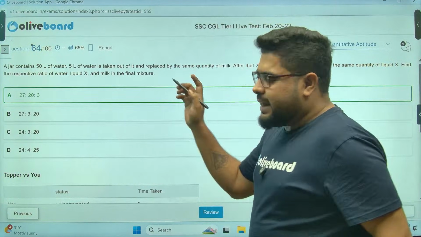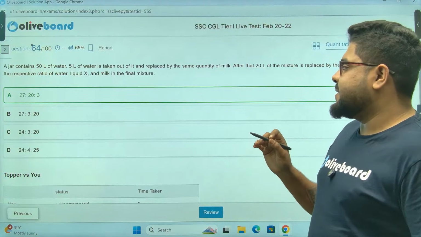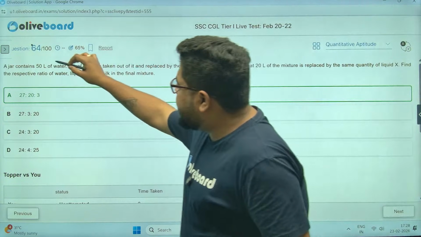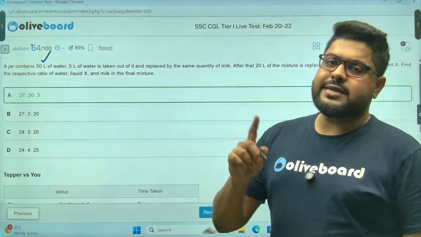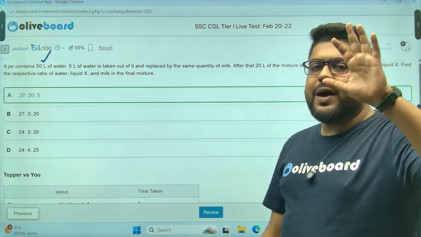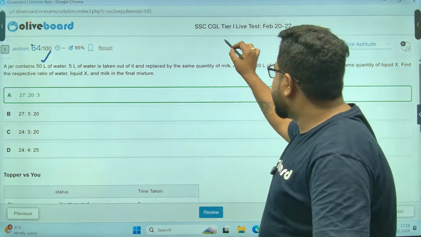Sir, another way of solving these questions: total 50 liters. I told you, always in replacement, one thing is always constant, that is the total volume.